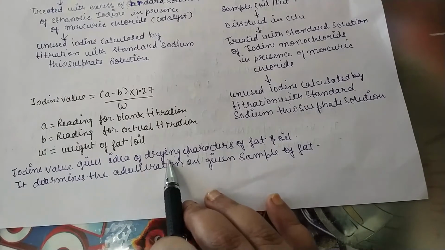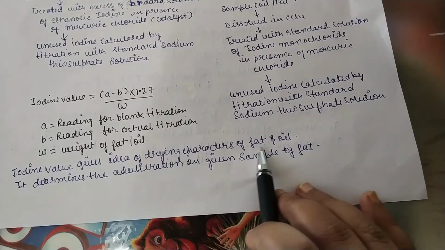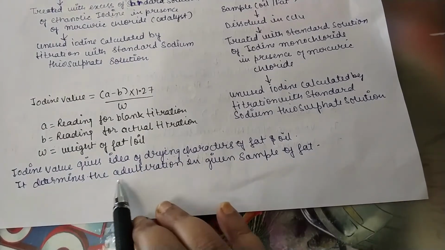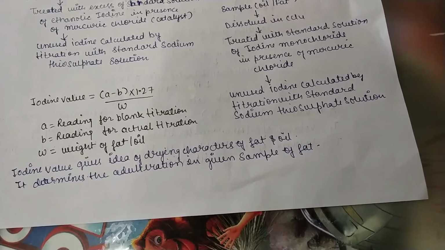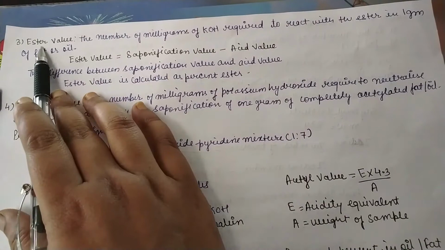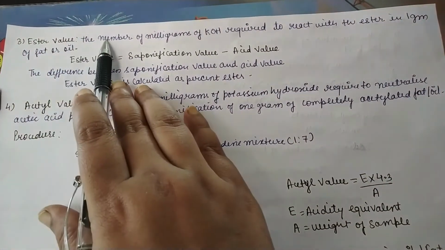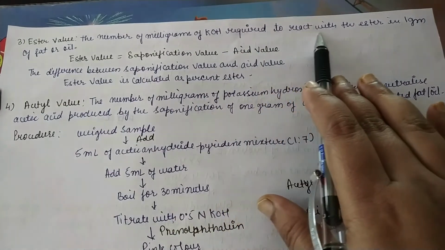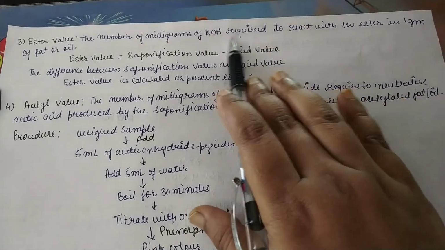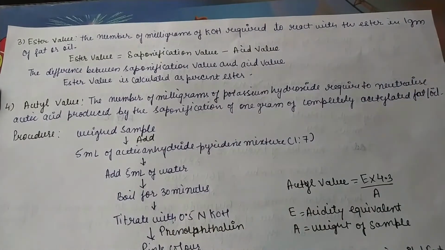Iodine value gives the idea of drying character of fat and oil. It helps to determine the adulteration present in the given sample of fat. Let's see another analytical method, ester value. It is the number of milligrams of potassium hydroxide required to react with the ester in 1 gram of fat or oil sample.